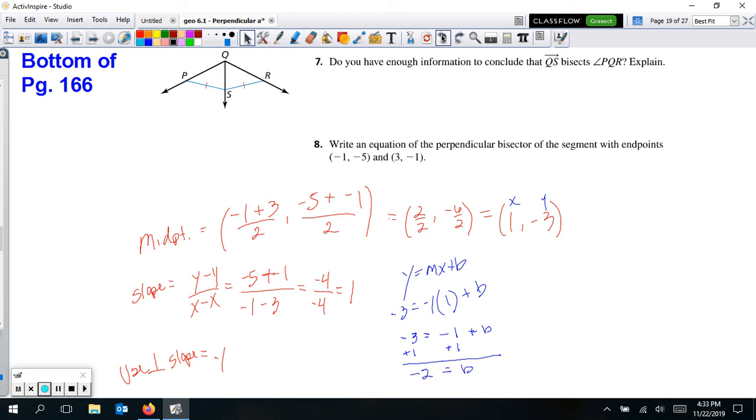So now that we know that our m is -1 and our b is -2, we can write our equation as this: y equals -x, that's a -1 slope there, -2 for the b in the back. And that's it. That's our answer. That's what we're trying to get. All right, let's move on to our next part.